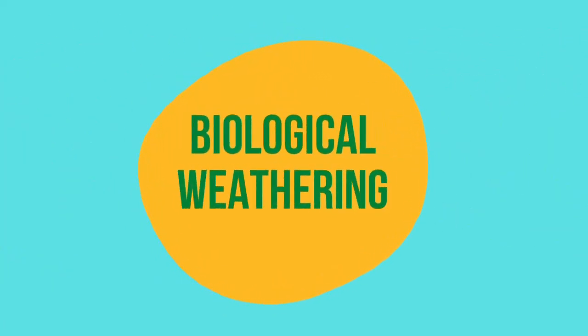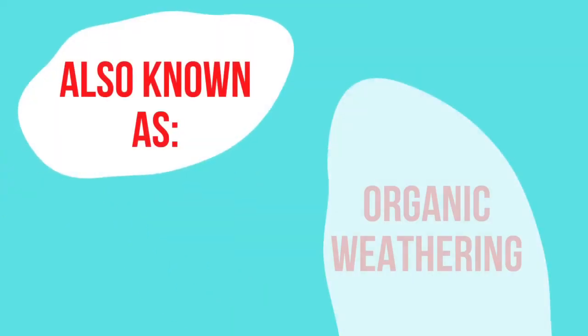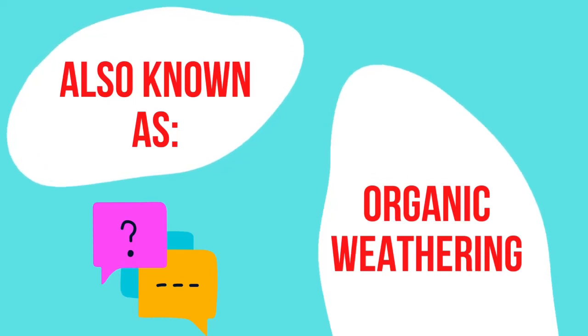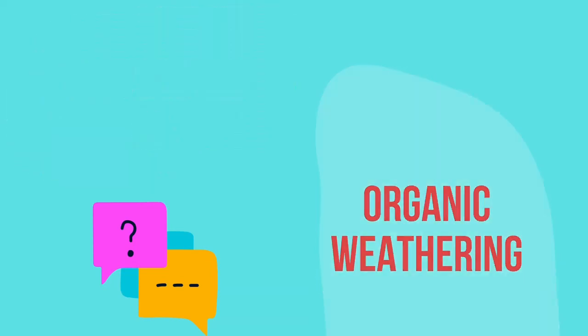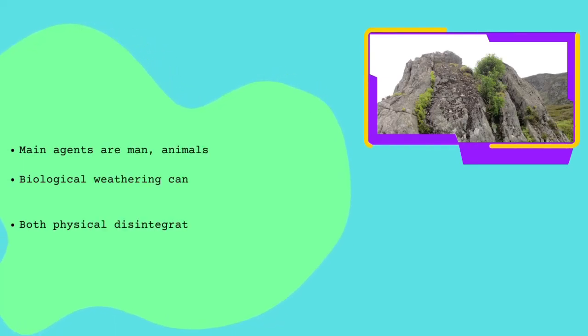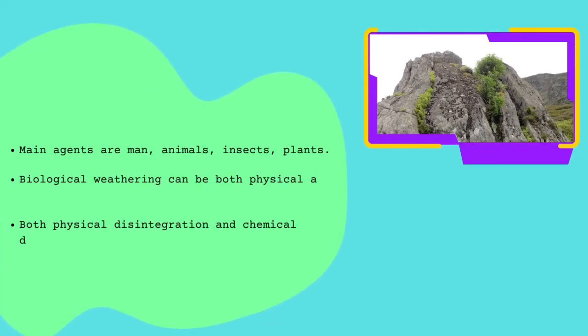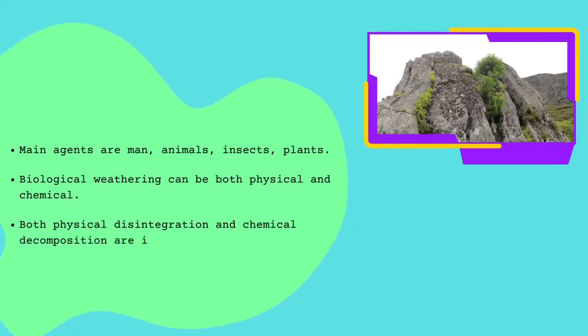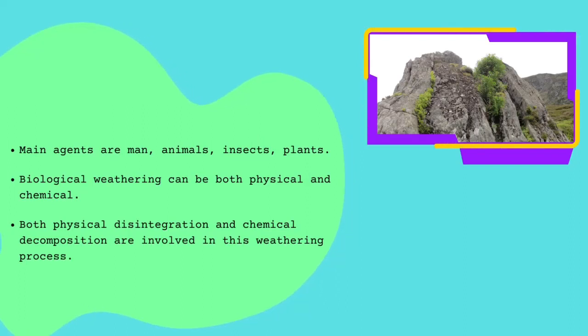The next topic that I will be discussing is called biological weathering. Biological weathering can also be called organic weathering. Here are some of the important things that we should know about biological weathering. The main agents of biological weathering are animals, insects, plants, and man. Biological weathering can be both physical and chemical. Both physical disintegration and chemical decomposition are involved in this weathering process.